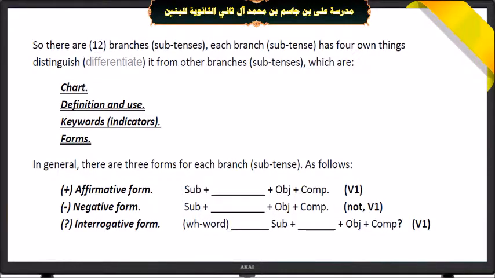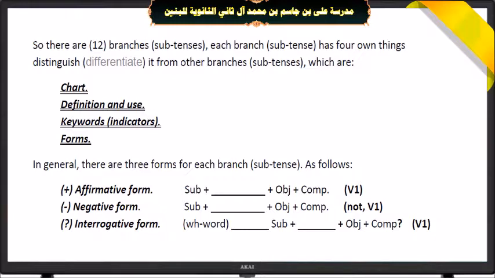Each branch has four things that distinguish it from the other branches: chart, definition and use, keywords or indicators, and forms. By the way, speaking of forms, in general there are three forms for each branch as follows: number one, affirmative form; number two, negative form; number three, interrogative form.